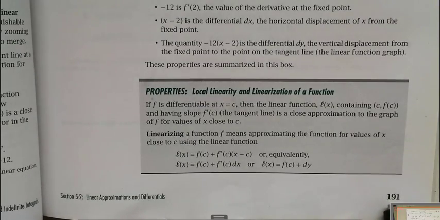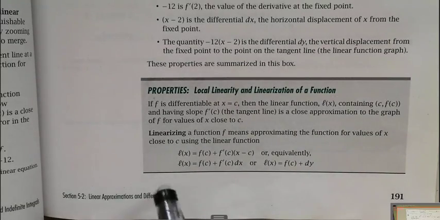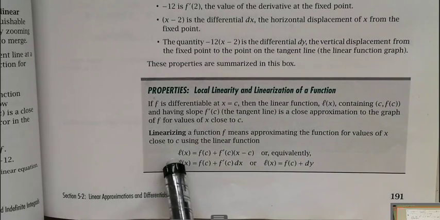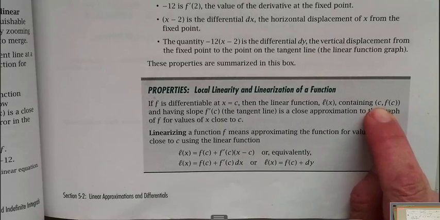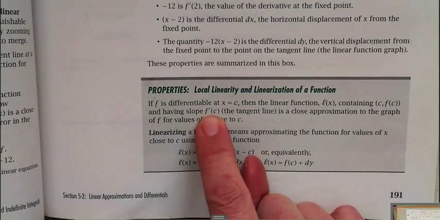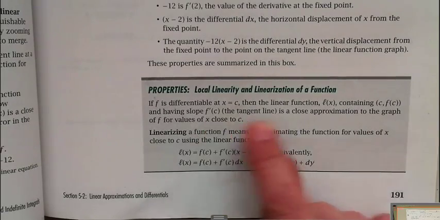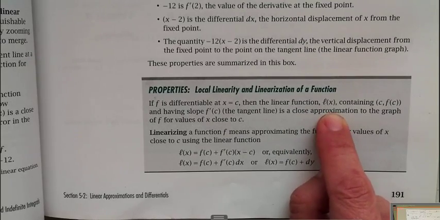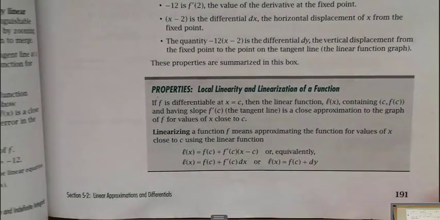So looking at page 191 in your book, there's this property, local linearity and linearization of a function. Basically, all this is saying is that if you come up with the tangent line to a function at some c, so some x value, and f of c is just the input and output of the point where it's tangent, and that tangent line has the derivative as its slope, then for any x value really close to c, you can get a really close approximation to what the actual output will be on the function. So that's what linearizing a function means, and local linearity. Not much new there, not much that's too hard to grasp.